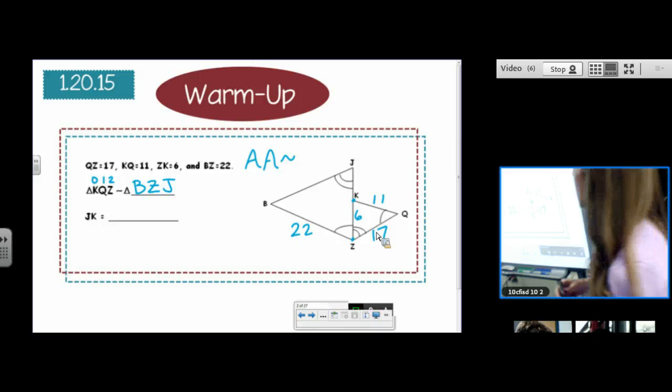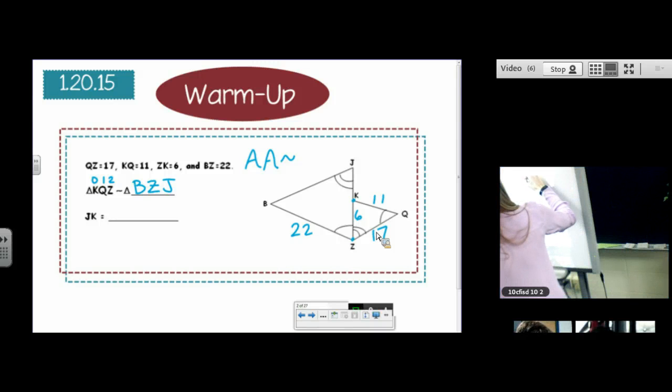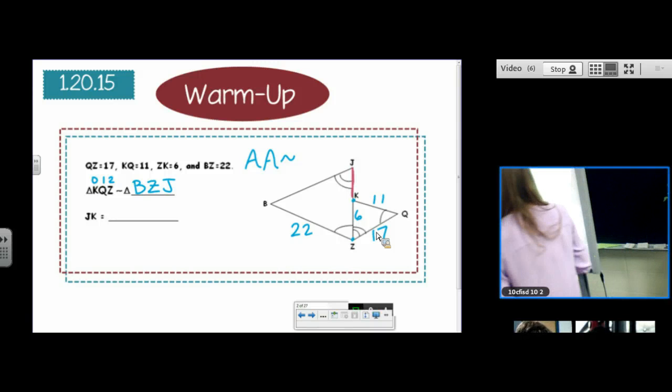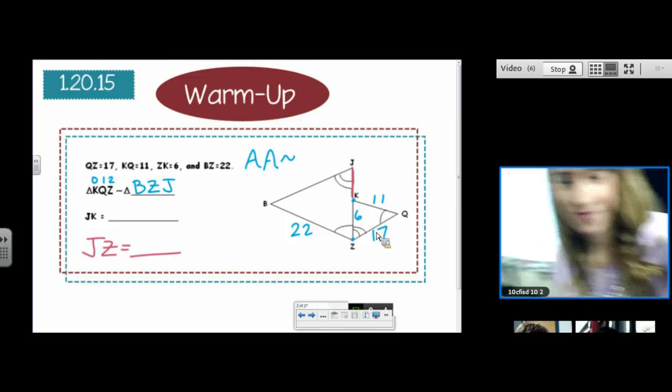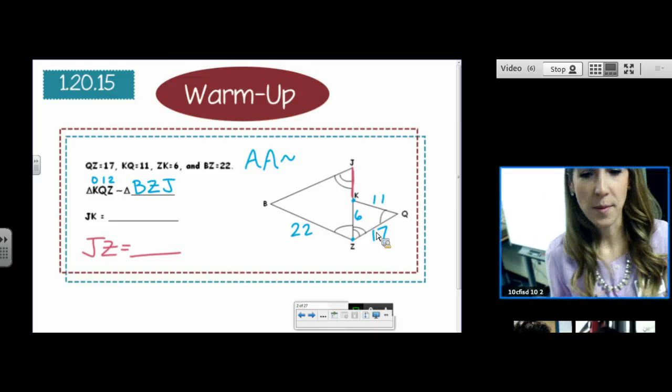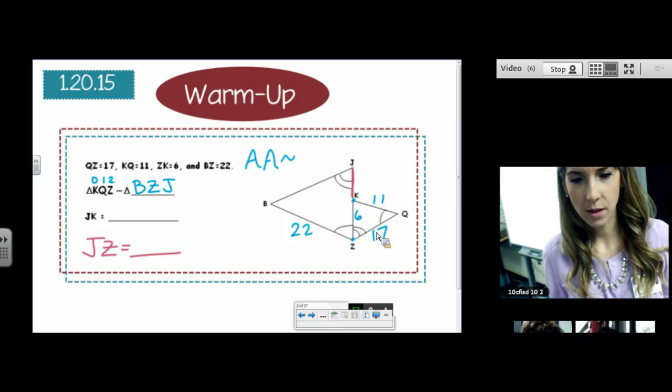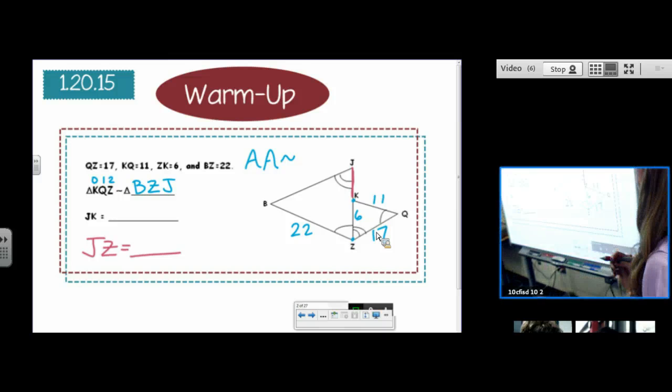Okay, the next thing is that we are looking for JK. I recommend that you find JZ first, and then we'll just subtract 6 from JZ. Subtract 6 from it, and then we'll know JK. Okay, anyway, so let's find JZ.